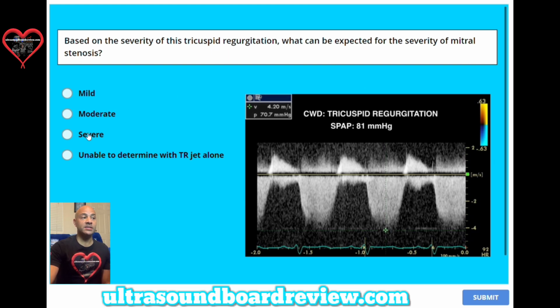The answer is C, severe mitral stenosis. This is because blood flow will back up into the lungs and into the right side. This will cause pressure and volume to build up in the right ventricle, causing this tricuspid regurgitation.